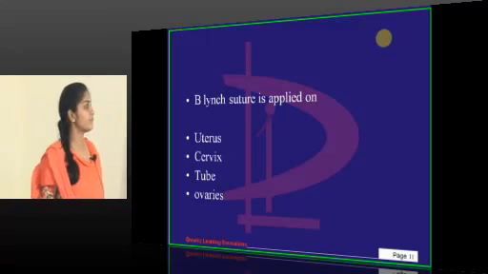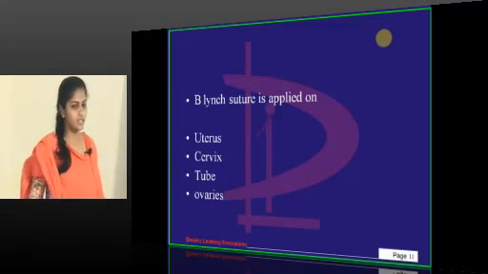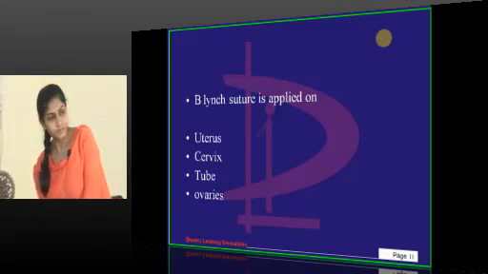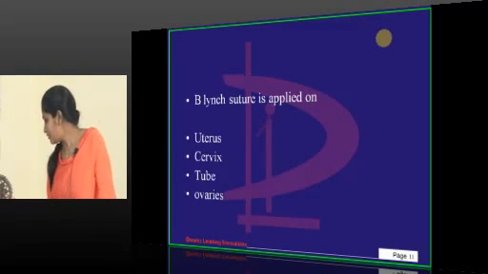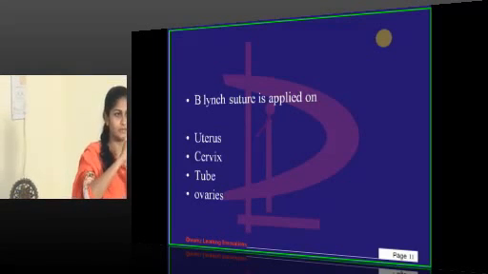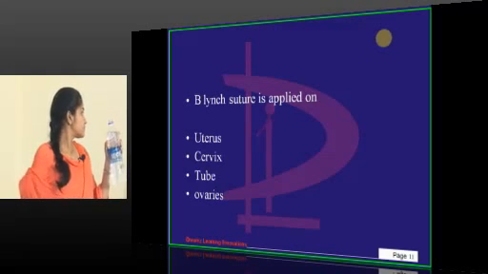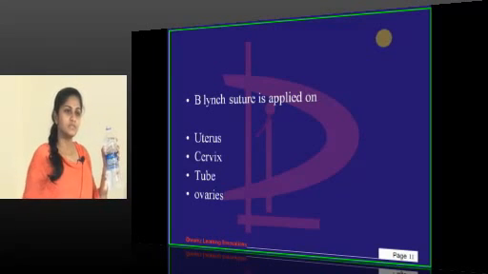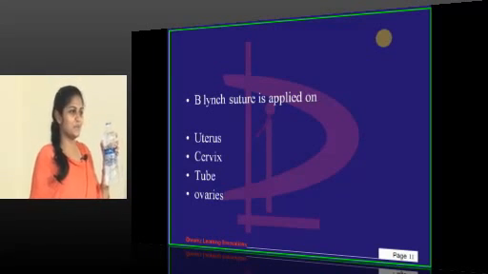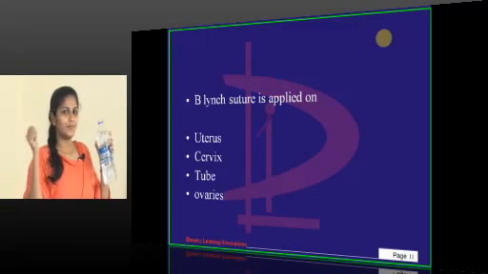Yes, tell me. B-Lynch suture. Suppose it is uterus plus cervix, both.